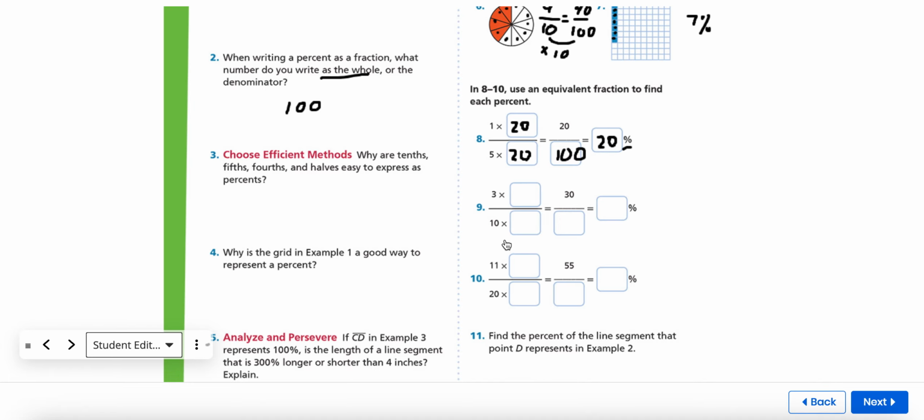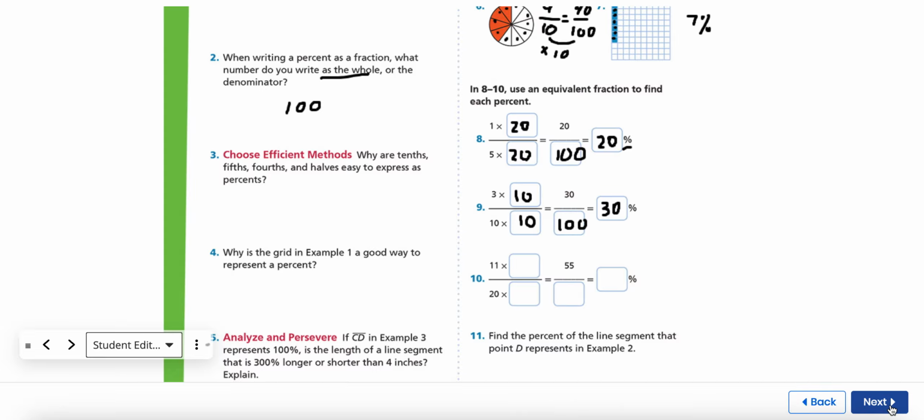Let's look at number 9. So 3/10 is equal to 30 over what? It's always 100. Okay, how do you go from 10 to 100? You multiply by 10. How do you go from 3 to 30? You multiply by 10. So 30 out of 100 is 30%. Okay, you are going to complete number 10 and number 11.